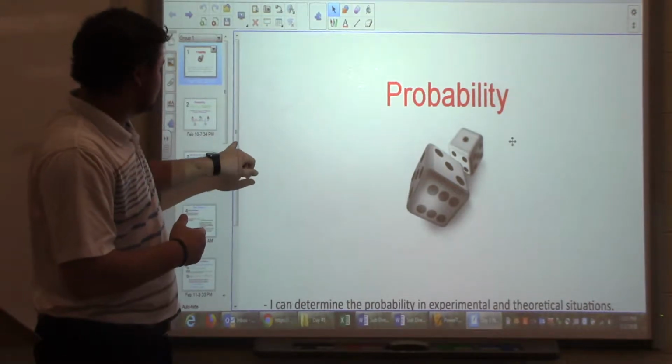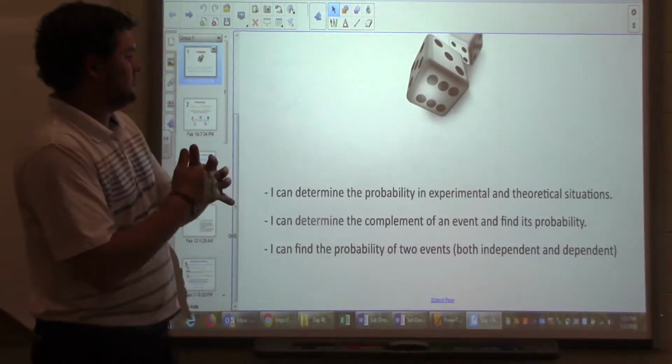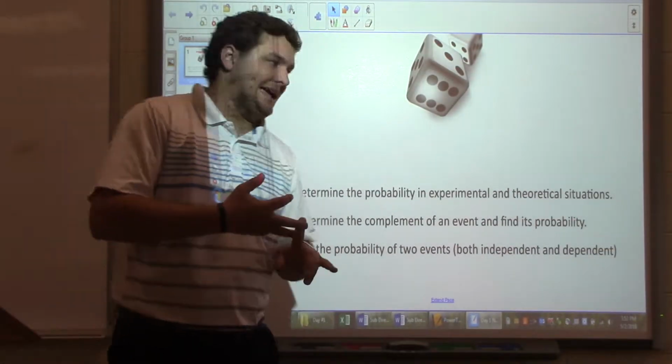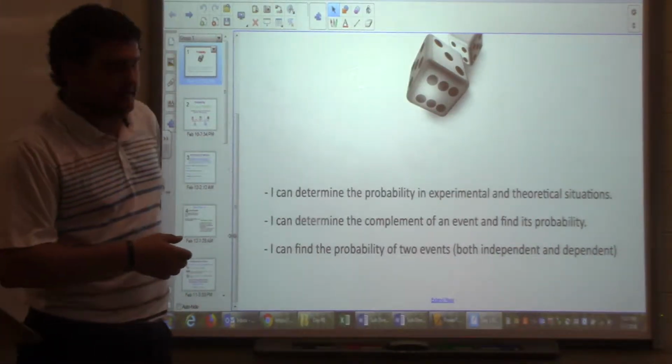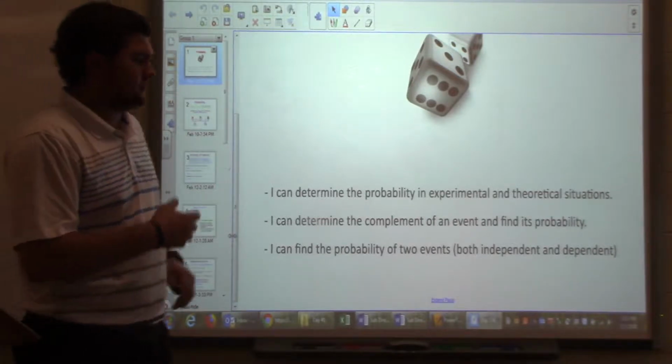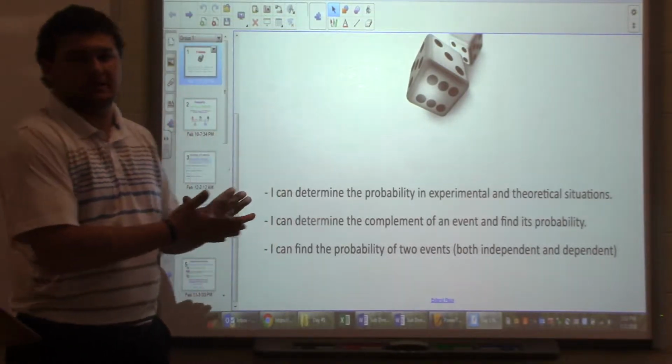I can statements. I can determine probability in experimental and theoretical situations. I can determine the complement of an event and find its probability. And I can find the probability of two events, both independent and dependent.